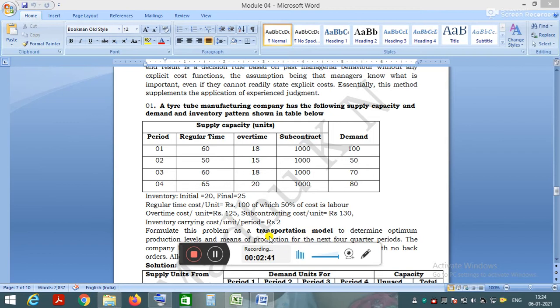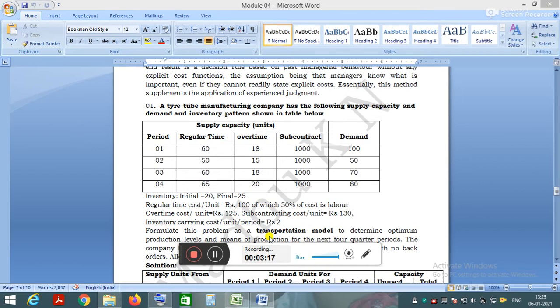And by using overtime the company can produce 18 units. It may be any product; he has not given what the product is. In the second period it is 15, in the third period it is 18, and for the fourth period it is 20, that means using its overtime duties. And the inventory available initially, at the beginning of the first period, is 20, and at the end of the fourth period is 25.